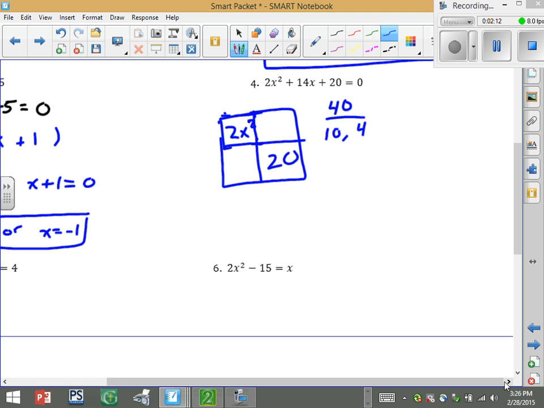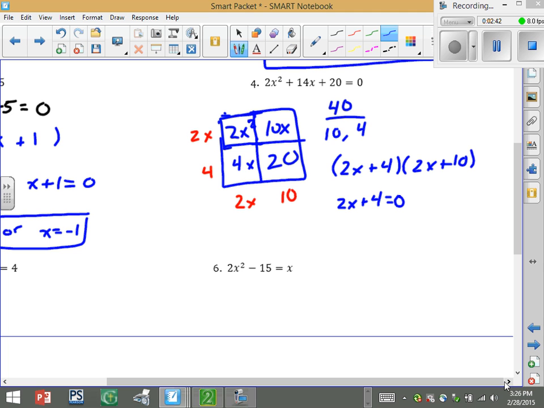There's actually a common factor that I can pull out of all of these right away. Probably not going to be a big deal in the end, but it could cause us some confusion along the way. So here I can pull out a 2x, here I can pull out a 4, here I can pull out a 2x, and I can pull out a 10. So the two factors, 2x plus 4, 2x plus 10. So set those two things equal to 0. 2x plus 4 equals 0, or 2x plus 10 equals 0.